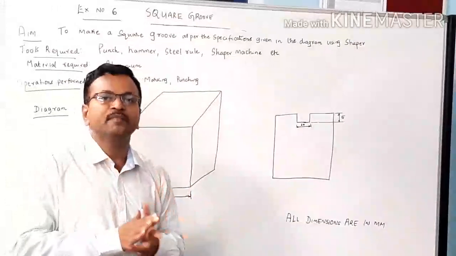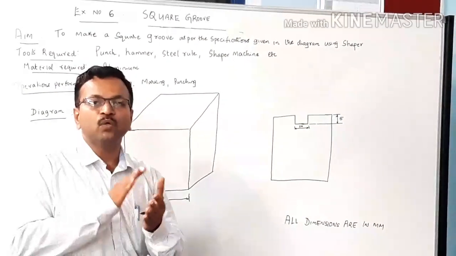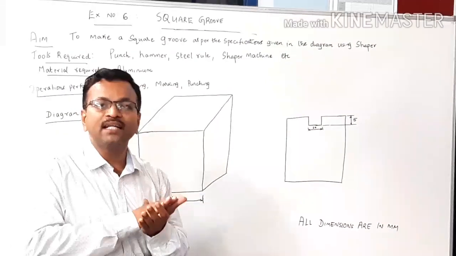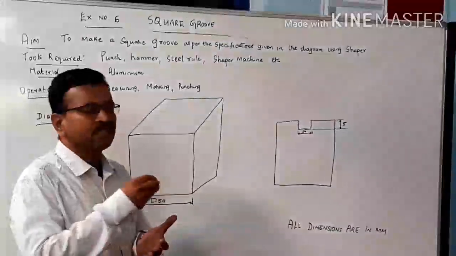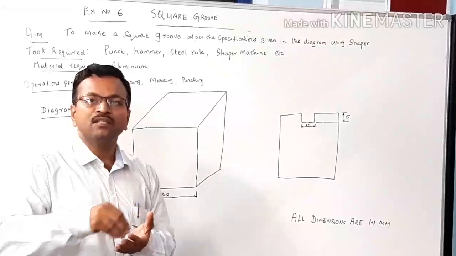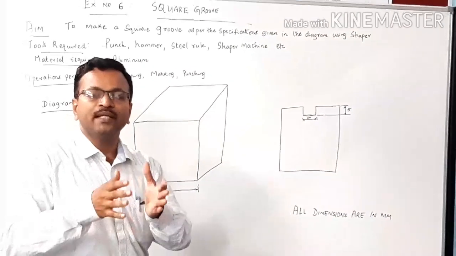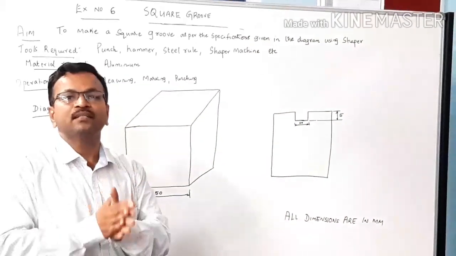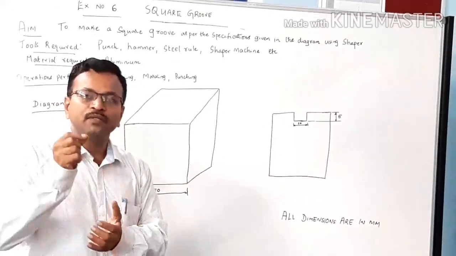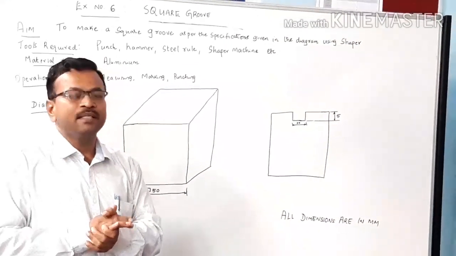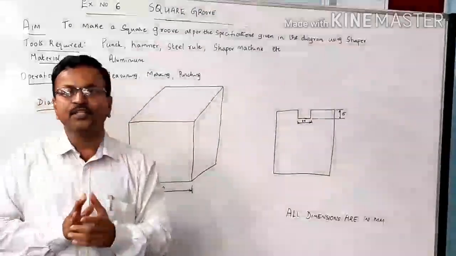A planer is also the same thing. Shaper and planer, both machines are used to flatten the surface. With the shaper you can make grooves, notches, and some pockets. You can cut pockets also in the case of the shaper. Small holes you can make, but this cannot be done in the lathe machine.